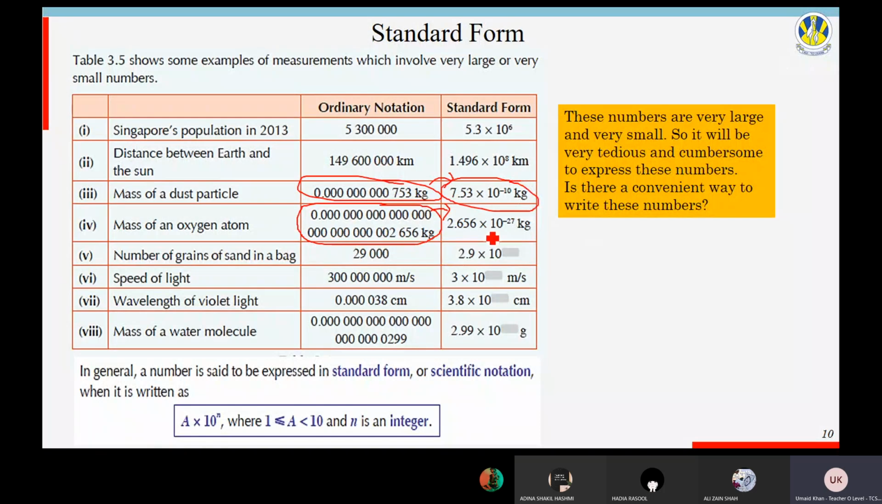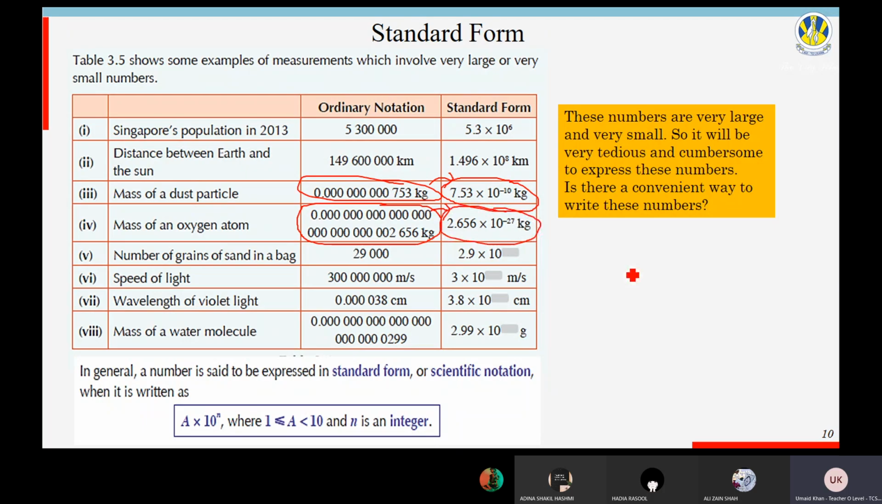And what about the second value? It becomes 2.656 into 10 raised to power minus 27. Over here, you can see that I have gotten rid of so many zeros. Now I don't need zeros. I can simply absorb all those zeros in the powers of 10. So this notation is very easy to adopt when the values are very small.